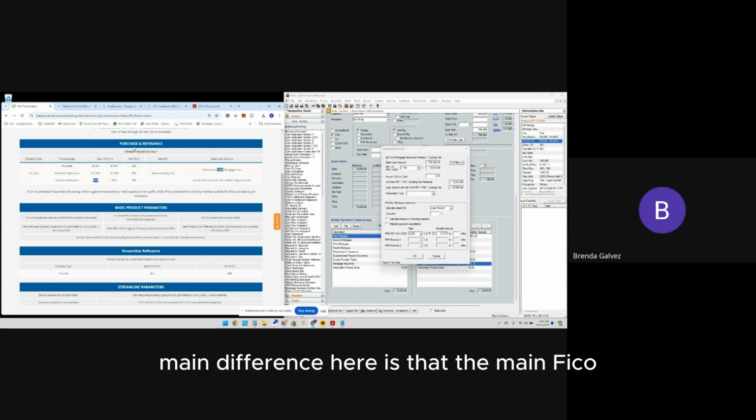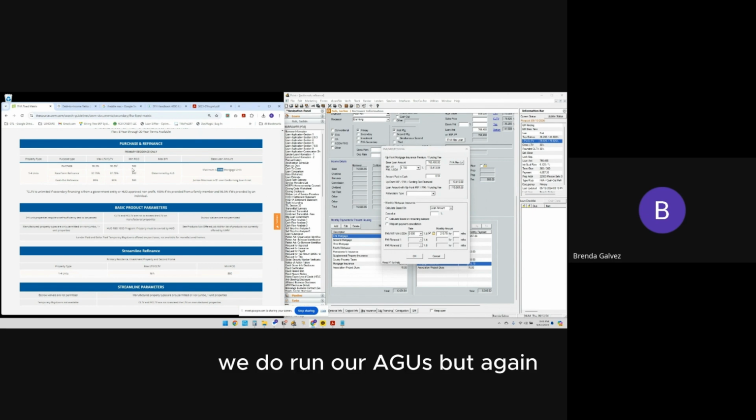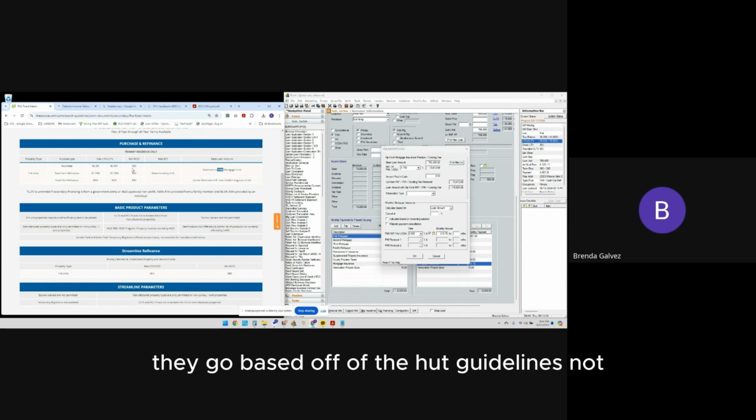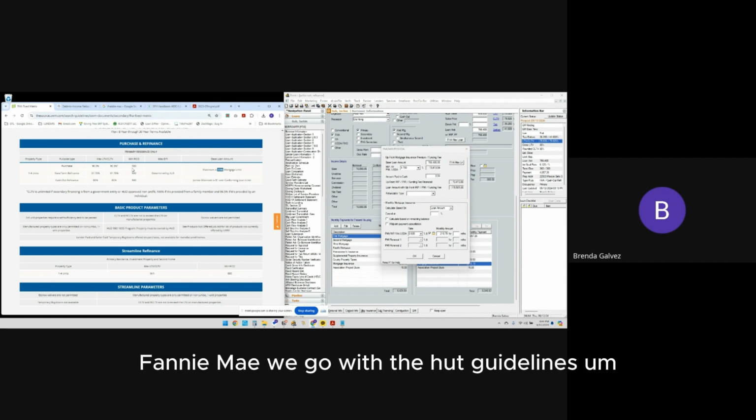Again, the main difference here is that the minimum FICO on FHAs can go as low as 580. We do run our AUS, but they go based off of the HUD guidelines. We don't go with Freddie Mac or Fannie Mae. We go with the HUD guidelines.